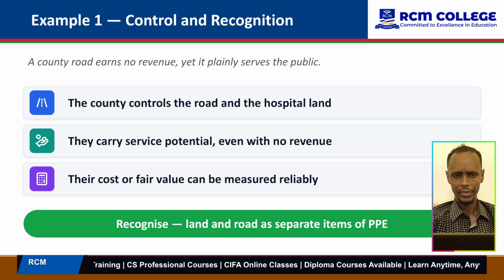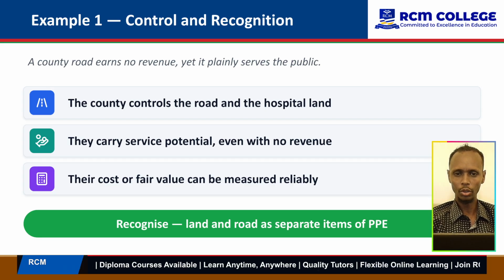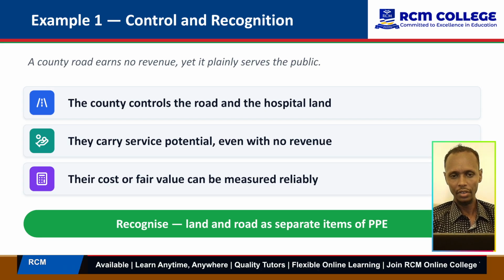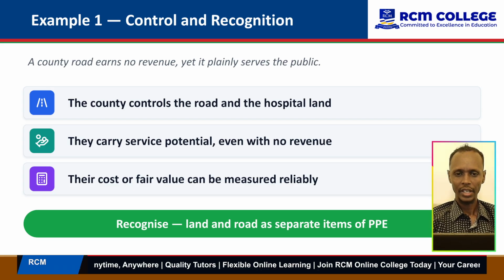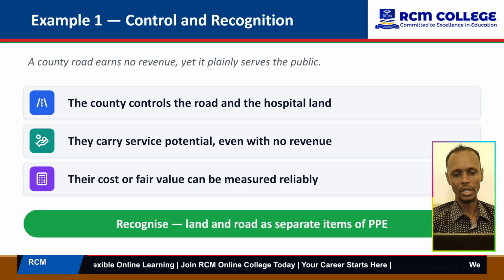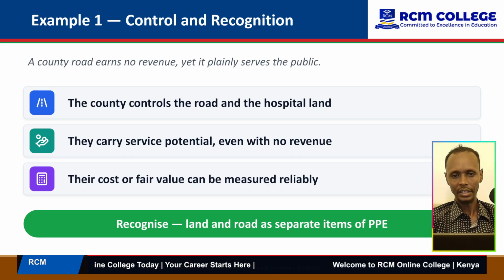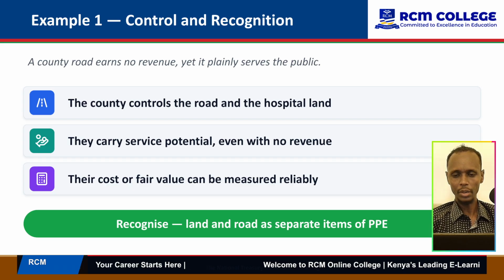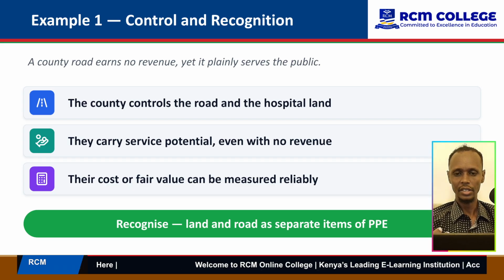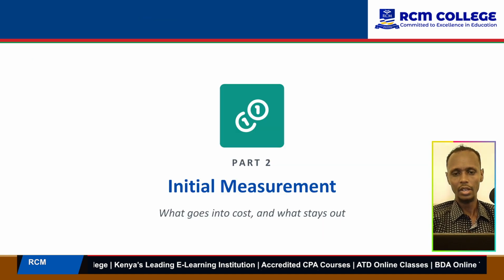So for example, a county road earns no revenue, but it provides a service to the public. So the county controls the road, and maybe if there is a hospital there, they carry service potential, even with no revenue, they give service to mwananchi, the Kenyans. So that itself, and then the fair value can be reliably measured. So you recognize the land and the road as separate items in your books.